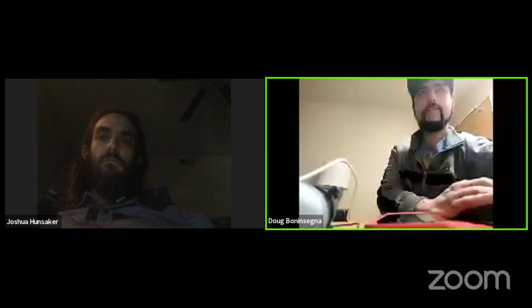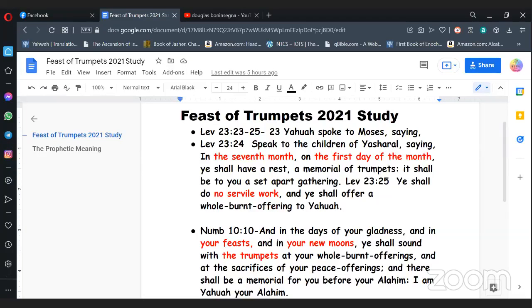Okay, so now we're going to go to the next cross-reference we have here, which is Numbers chapter 10. So mind you, we just looked at the Hebrew and Greek for Leviticus 23. Now we're going to do the same thing from Numbers chapter 10. Okay. Notice the header here in these words, the silver trumpets.